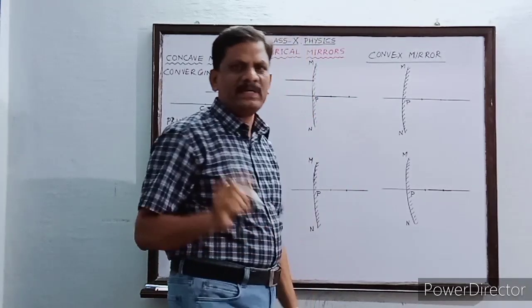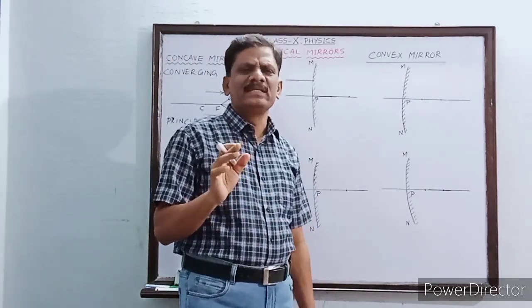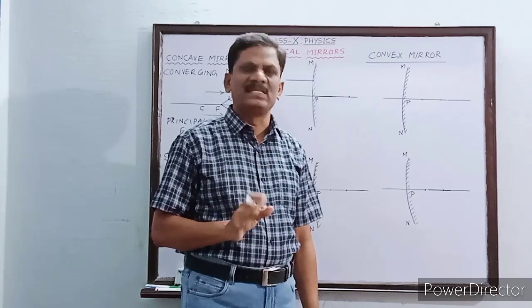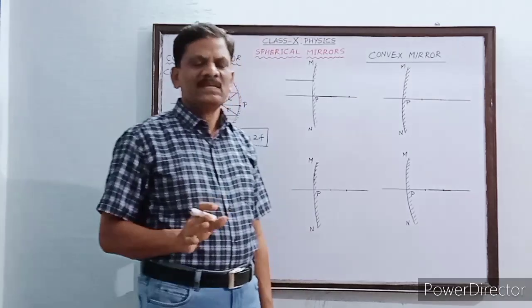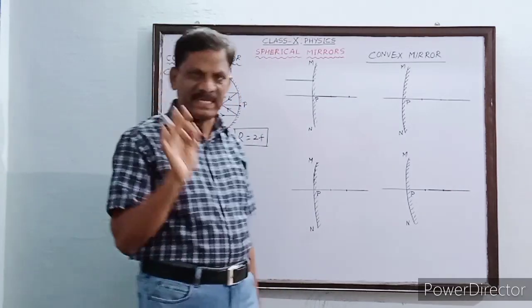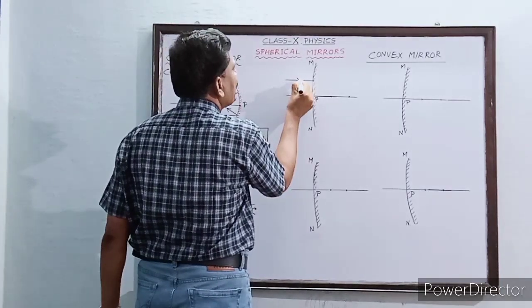Now since the topic is ray optics or geometric optics, do not draw the diagram without using a scale and pencil. Do not draw the diagram with a ball pen and all. That is a bad practice. The good practice is to use a scale and pencil. Okay, measure and draw. So this is the incident ray.